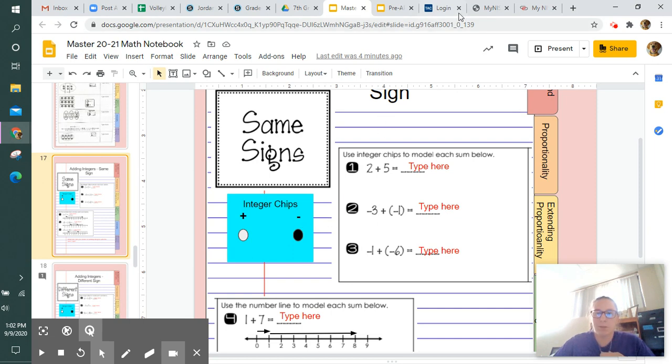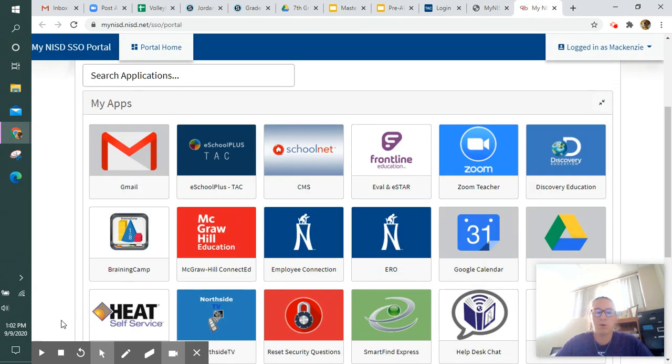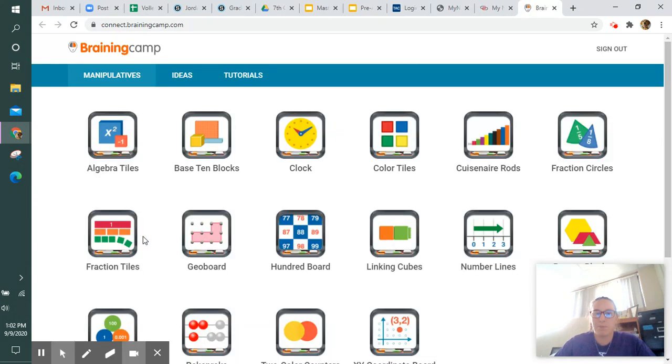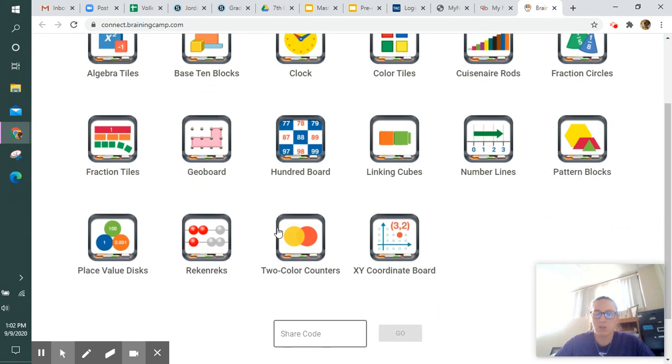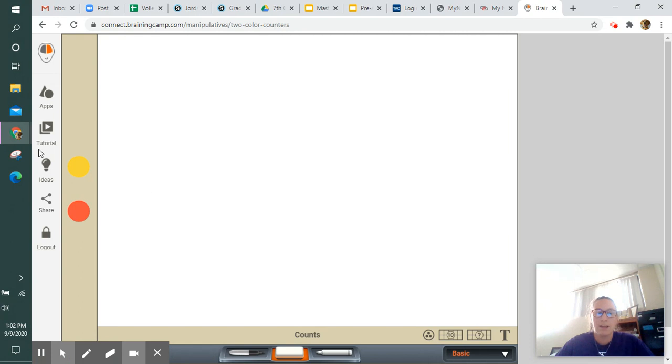I also want to show you something real quick. If you go into your Northside portal, you have something right here called Braining Camp. In Braining Camp, if you open it, you can click where it says two color counters. They have red chips and yellow chips. Yellow chips are positive, red chips are negative, because red is usually bad.